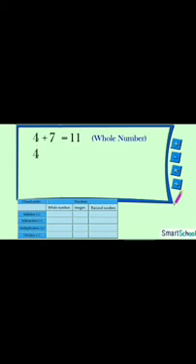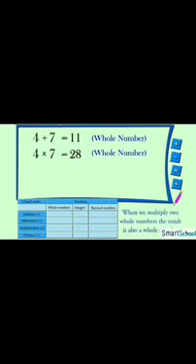On multiplying 4 and 7, we get 28. Here, 28 is also a whole number. Similarly, when we multiply any two whole numbers, the result is also a whole number. Let us see what happens when they undergo subtraction and division.